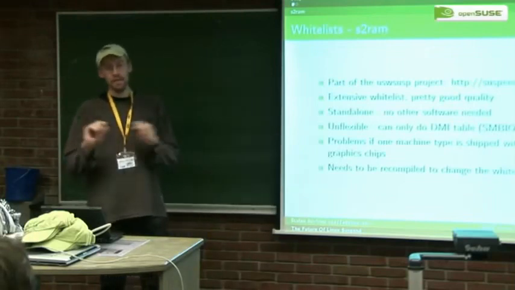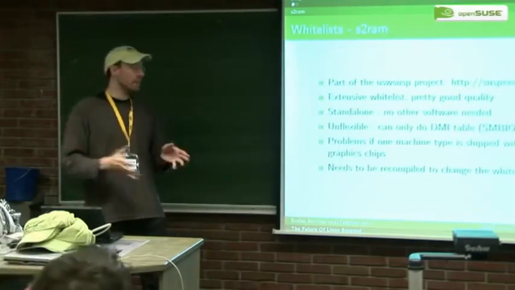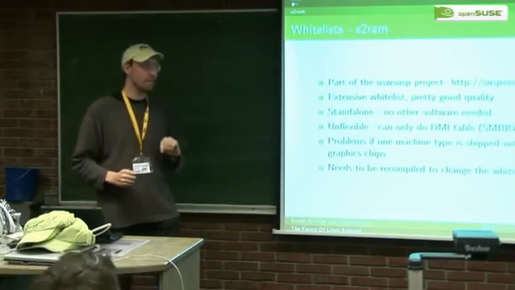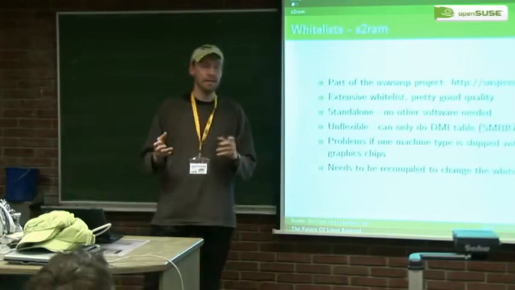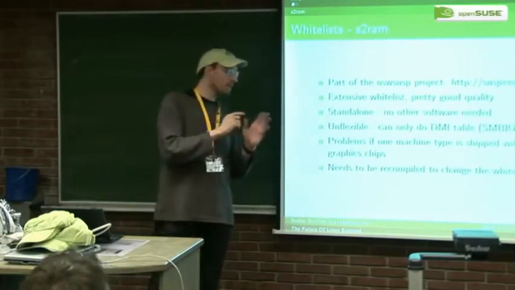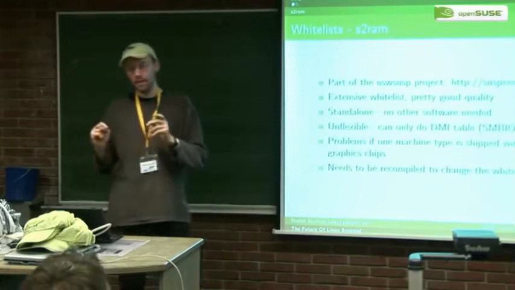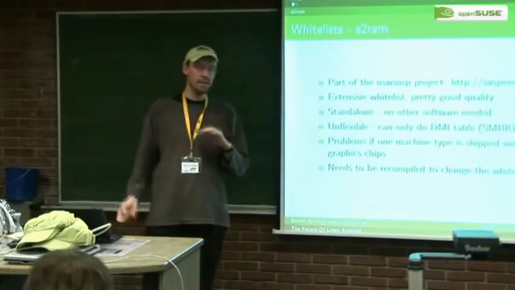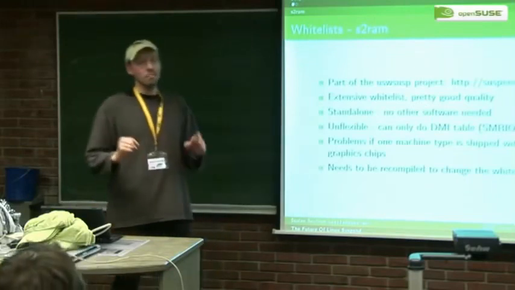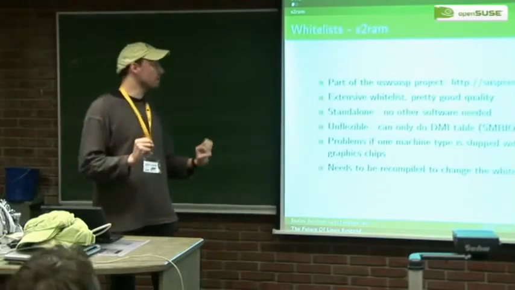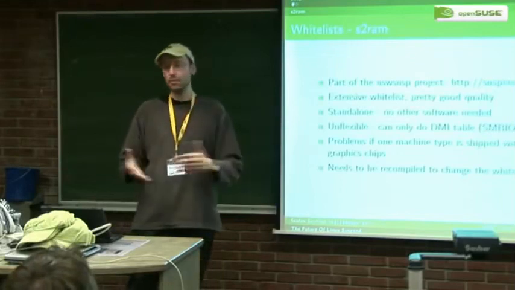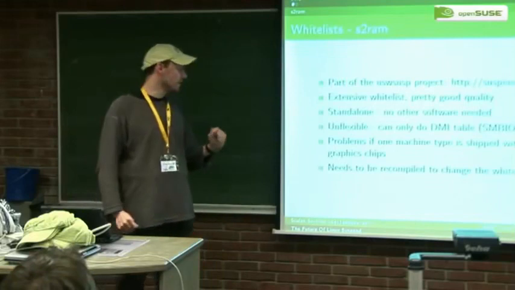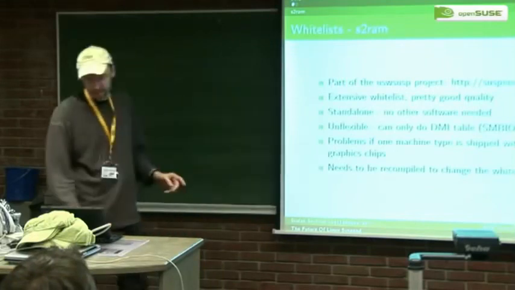That's the SMBIOS strings in the BIOS, where we match, okay, it's a Dell D600 machine. Unfortunately, some machines are shipped with different video cards. You can get the same Dell machine with an Intel video card, an ATI video card, or an NVIDIA video card, and there's often no way to distinguish them by DMI matching. Maybe Dell knows some different serial numbers, but you don't want to match on the serial number, so we can't do that. And it needs to be recompiled, as I already said.